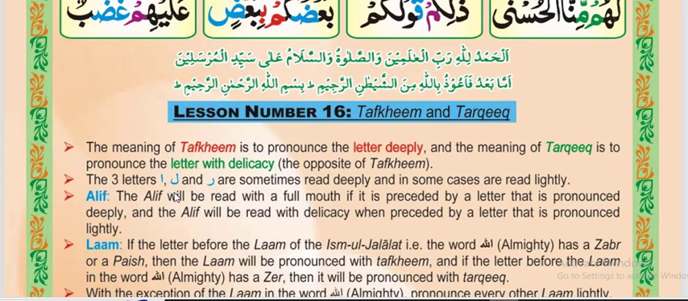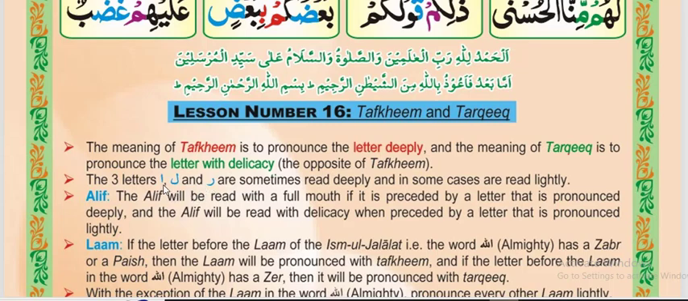Now there are three letters, ALIF, LAAM and RAA, in which sometimes we make the sound deeper and sometimes lighter. Actually, these three letters are not heavy letters themselves. Originally the heavy letters are the haruf mustaliya, which we have read in lesson number 1. But here, these three letters are sometimes heavy, sometimes lighter according to some conditions. If these conditions are fulfilled, only then we can say these letters are heavy or light, otherwise we cannot.